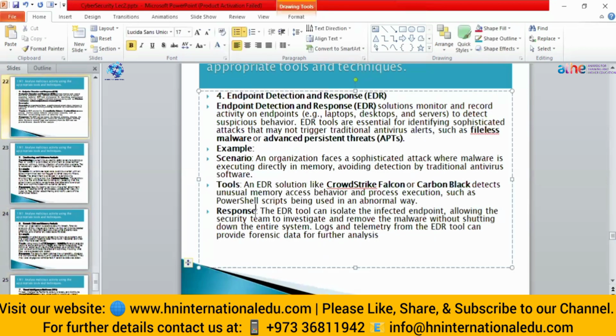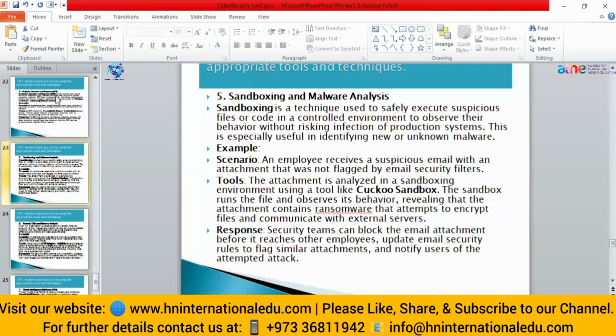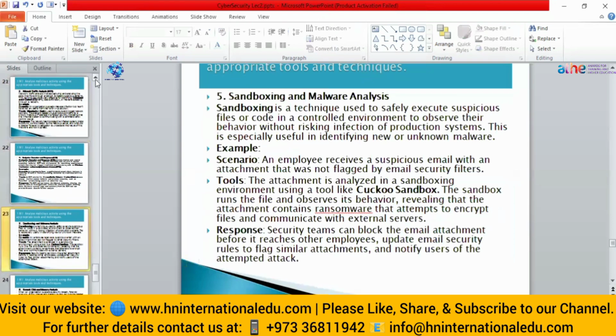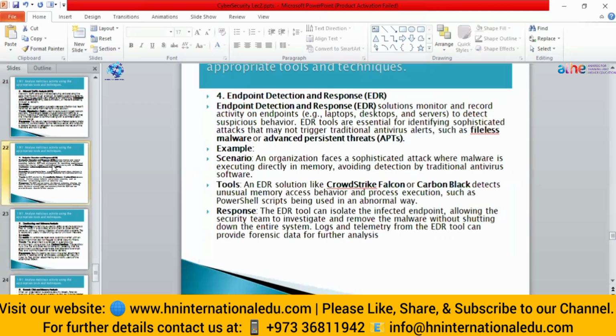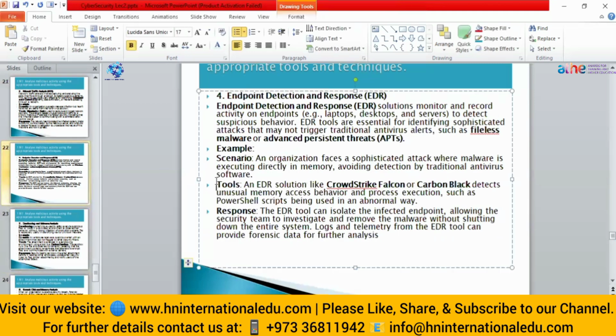Now, the next one. We have discussed this network traffic analysis. We have endpoint detection and response. Now, what does it do? It will monitor and record the activities of endpoints.